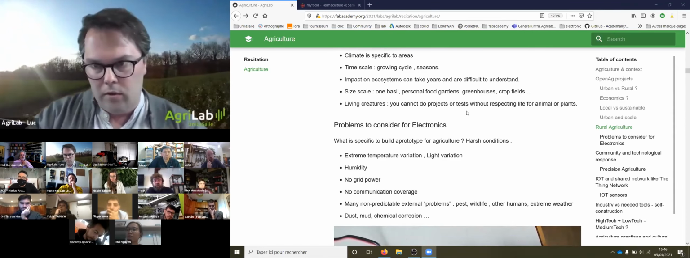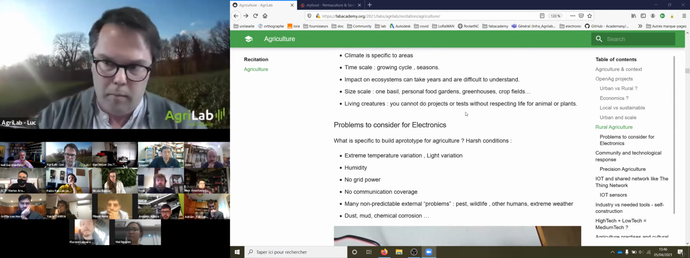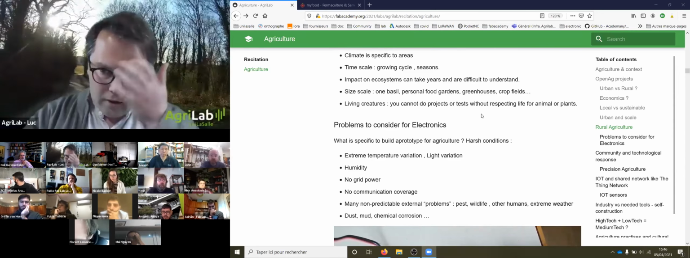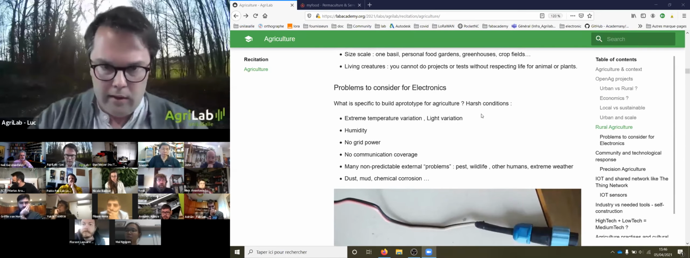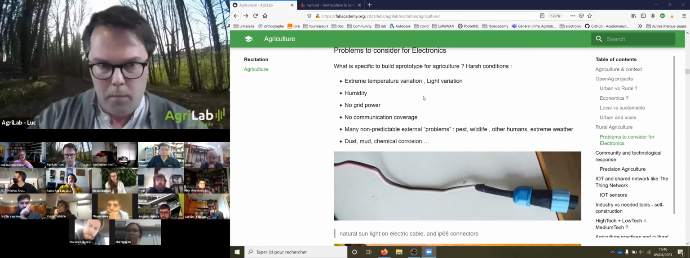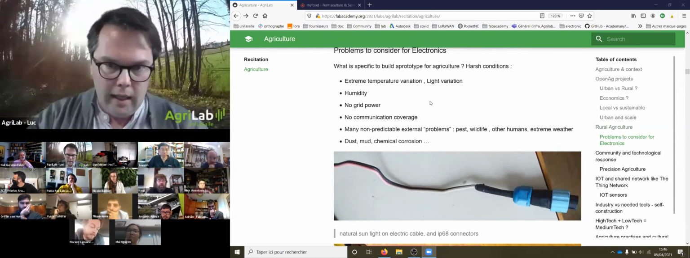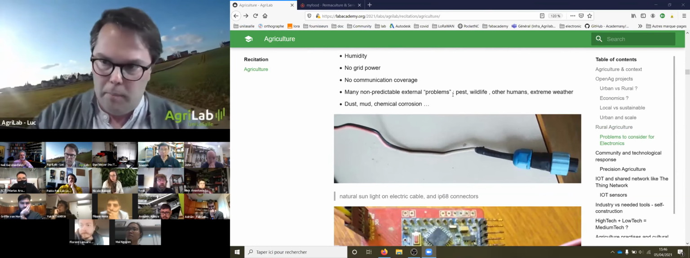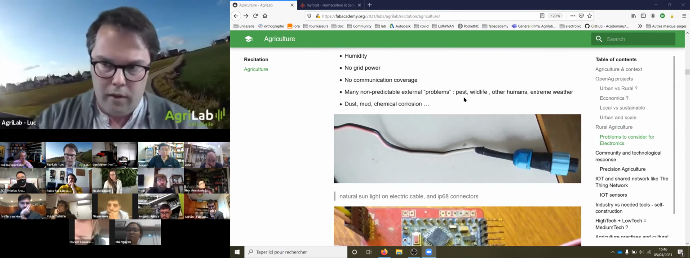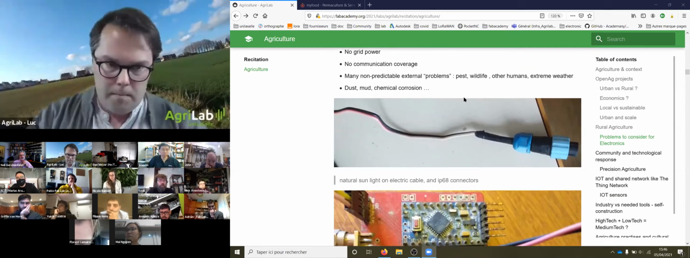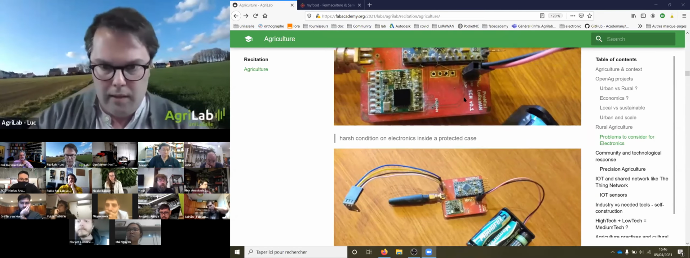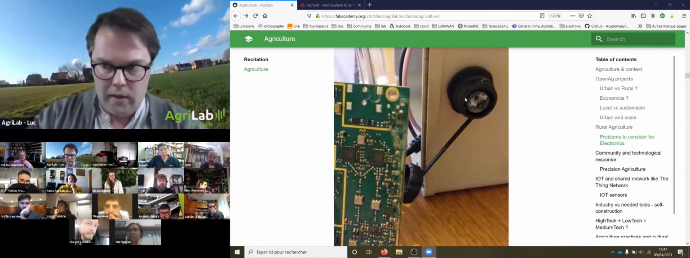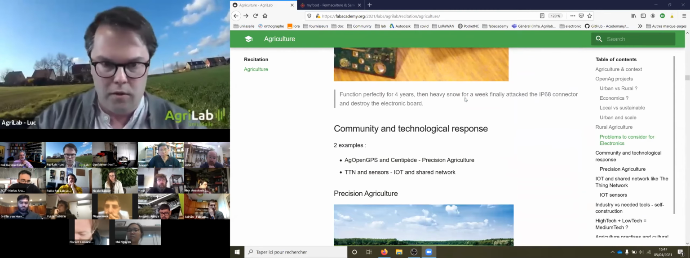And when you prototype, you have to think about life form. So animals and plants are life forms. On electronics, in Fab Labs we also try to do electronics, and outside there are many problems with extreme temperature variation, light, humidity. Most of the time you have no grid power, you have no communication, and there are many different problems that are really difficult to predict. Those are examples of sensors we built and we put outside, and most of them were destroyed after several years.